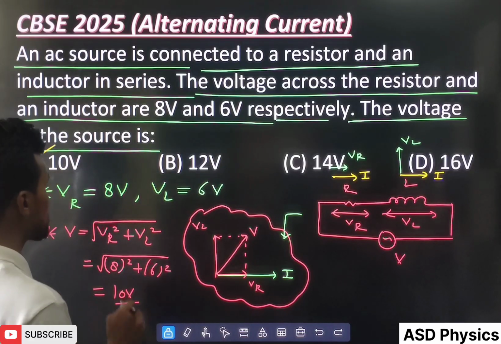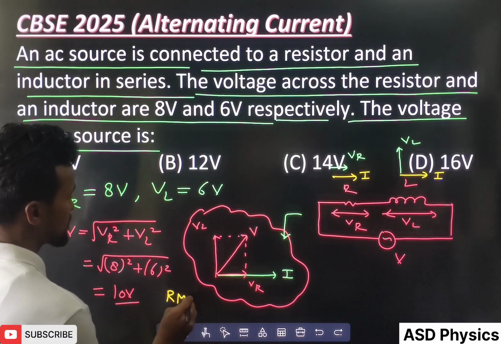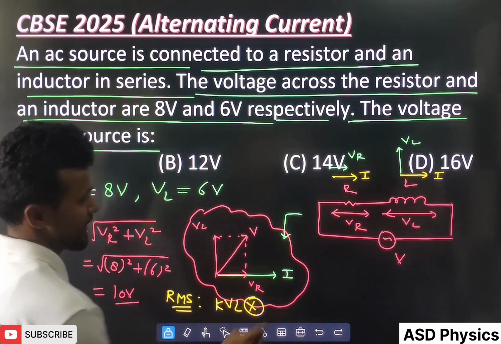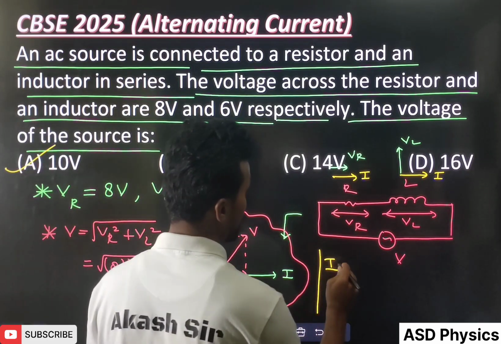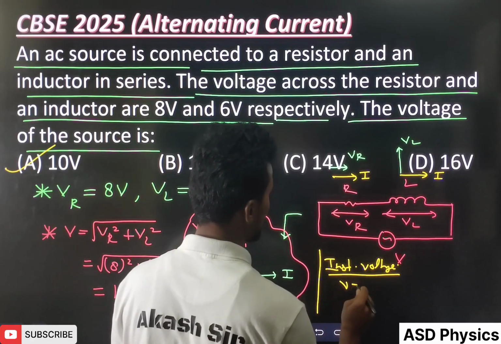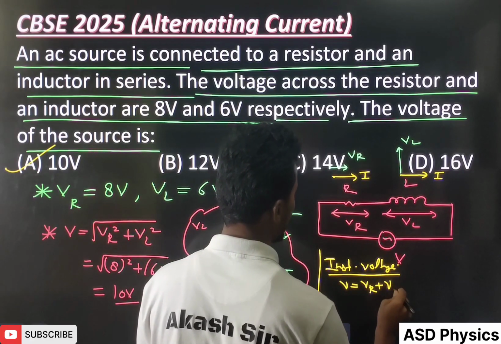But remember that in this situation, for the RMS voltage, KVL will not be valid. If we talk about the instantaneous voltage, then the instantaneous voltage V equals VR plus VL.